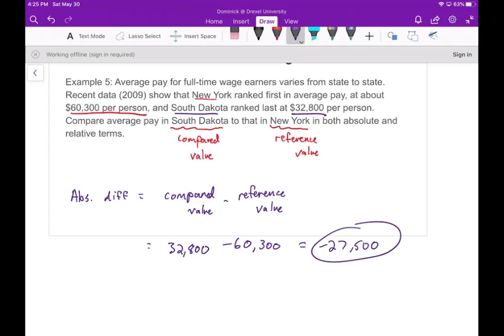So of course that means that in South Dakota, the pay is $27,500 less, right? So the way we can interpret this is that the pay in South Dakota is $27,500 less than New York.